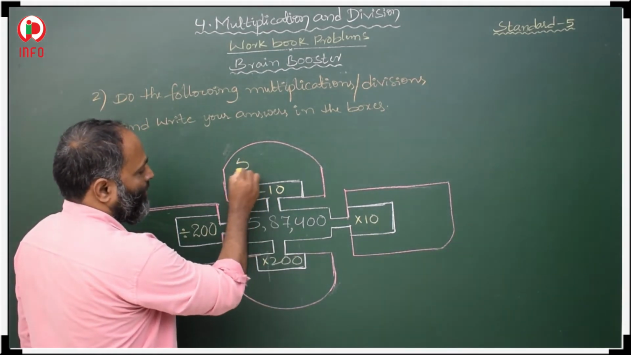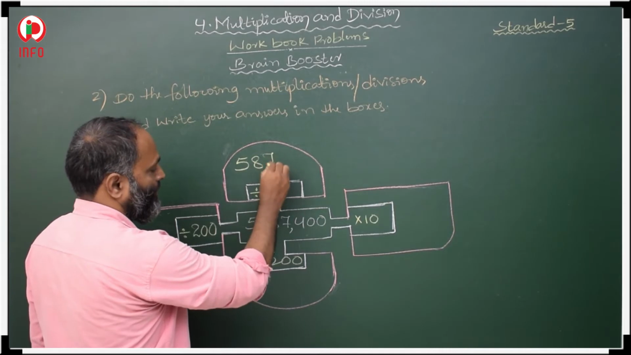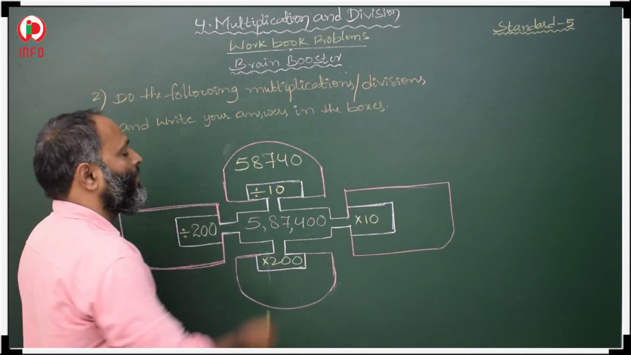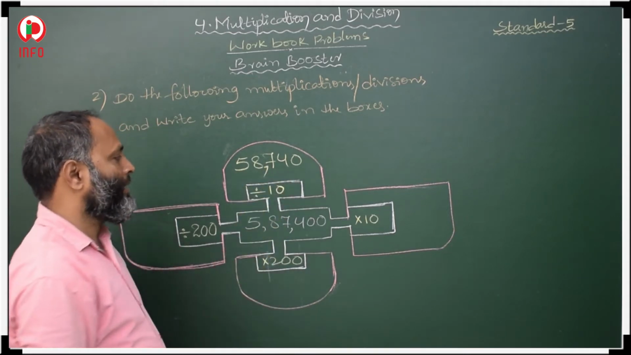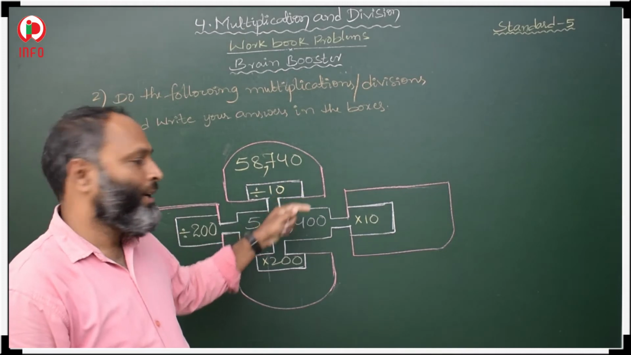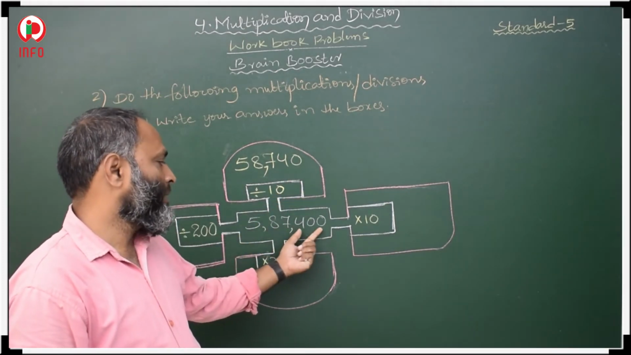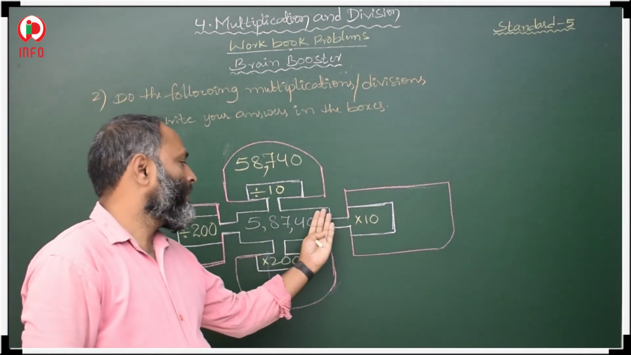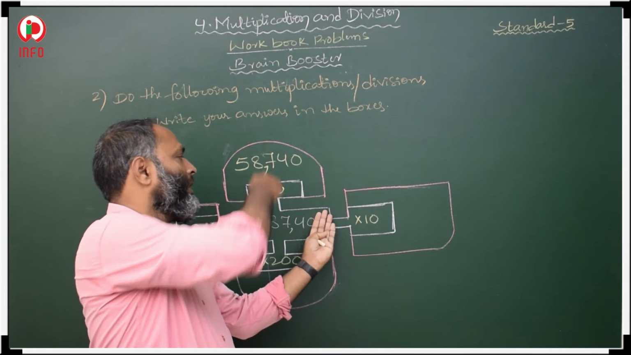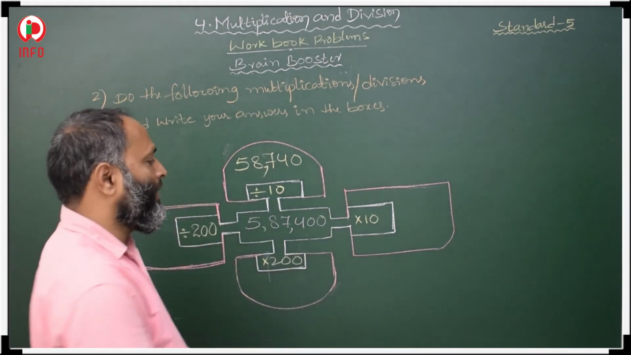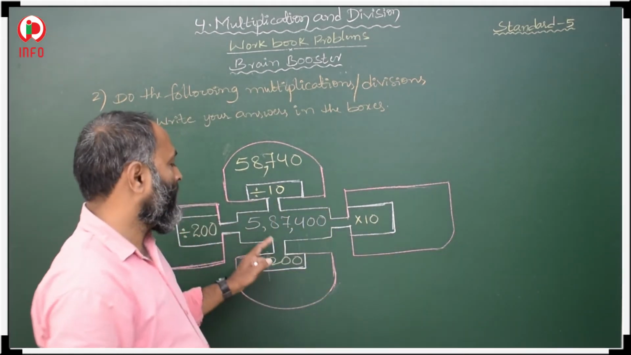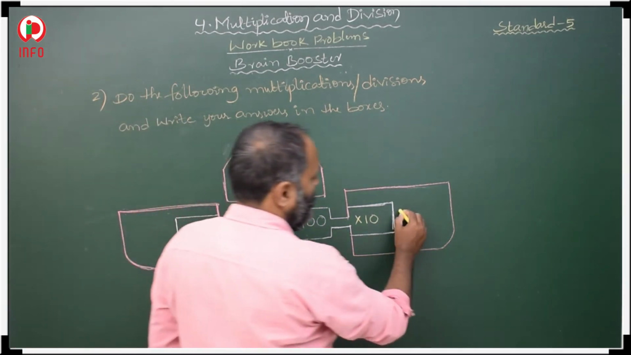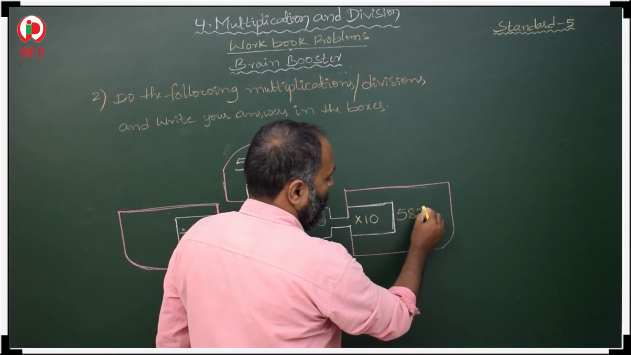The remaining number we have to write. That is 5,8,7,4,0 till here. That is 58,740. So in 5,87,400, when we divide by 10, we have to decrease 1 zero and write the remaining number. When we multiply by 10, what happens here? We have to increase 1 zero. So whatever number we have, we take as it is, 5,87,000.